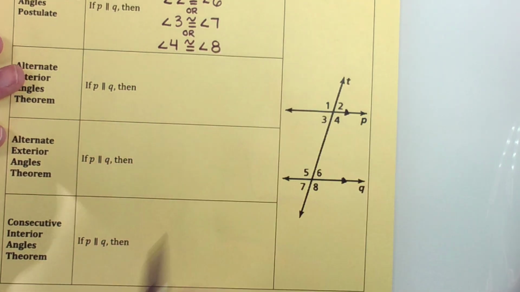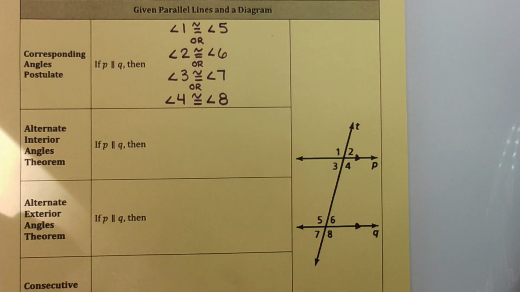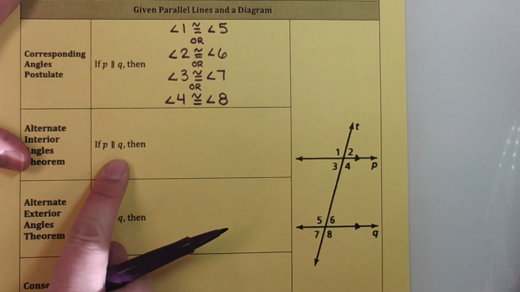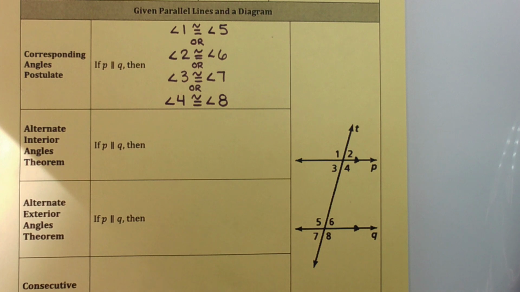If we were doing proofs today, we're not actually getting to the proofs yet, if we saw a parallel symbol, we would be looking at the picture to determine which kind of angle pair it is. If it was corresponding angles, we would mark them as congruent. What if it's alternate interior angles? Are alternate interior angles also congruent? Yes, alternate interior angles are also a congruent pair.